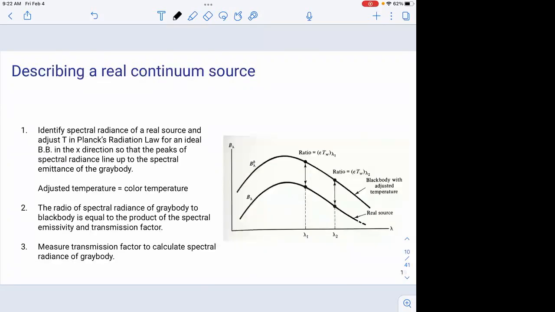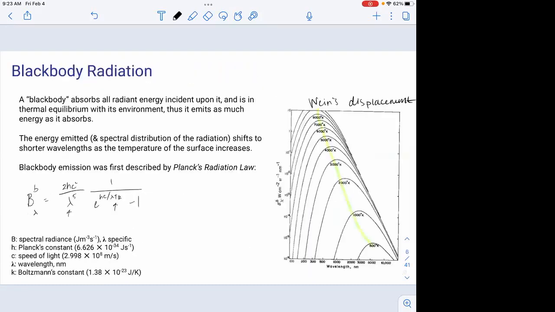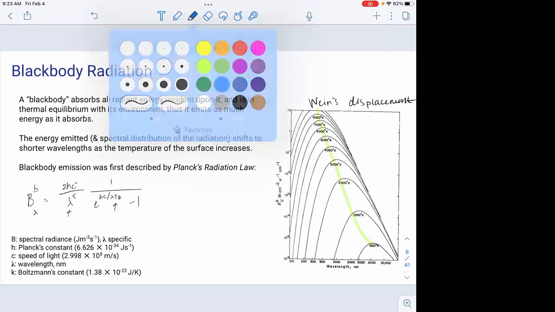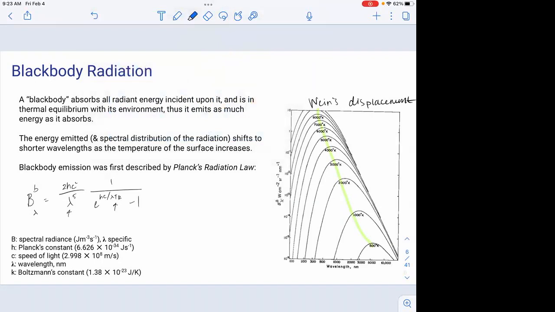So if I go to the next slide, I can describe a real continuum source using these terms, right? So the steps by which I might do this, I'm going to identify the spectral radiance of my real source and adjust the temperature in Planck's radiation law for an ideal black body in the x direction so that the peaks of the spectral radiance line up to the spectral radiance of the gray body. So let me go back, right? Meaning here, I'm going to measure the spectral radiance of my gray body.